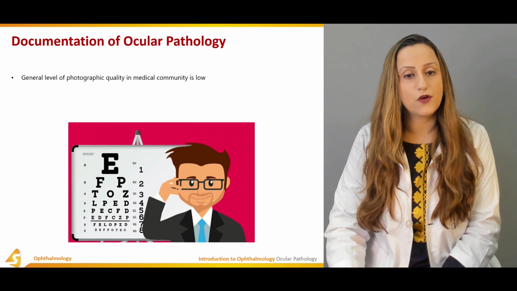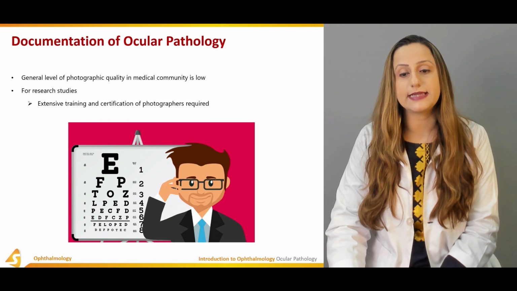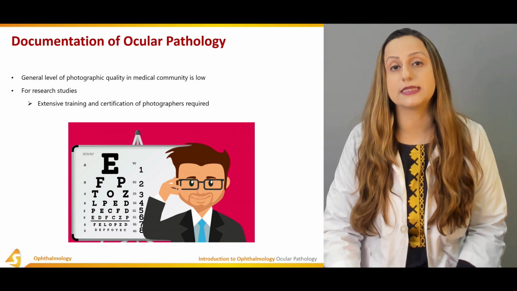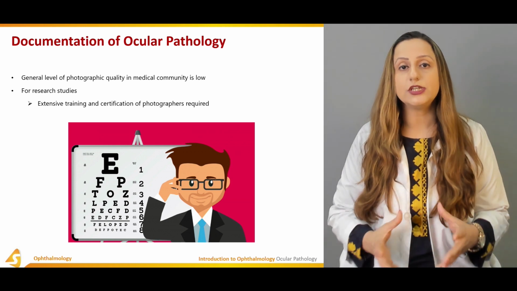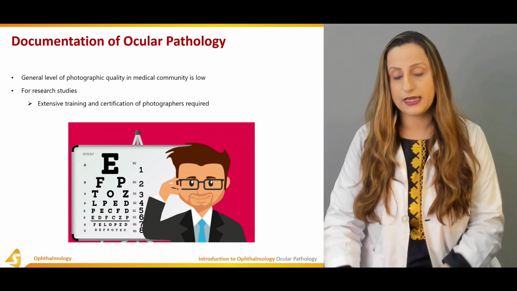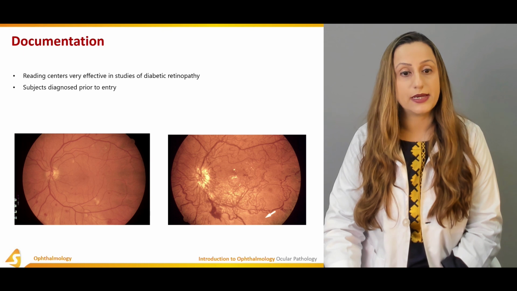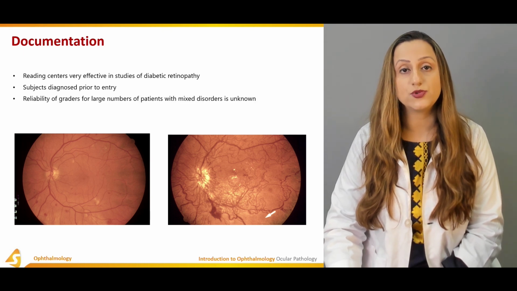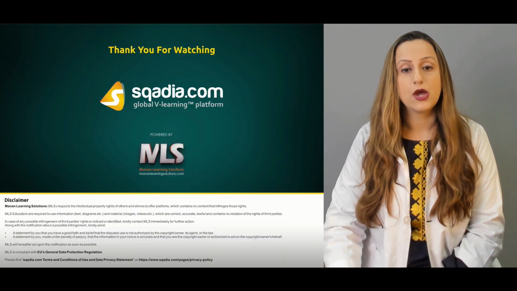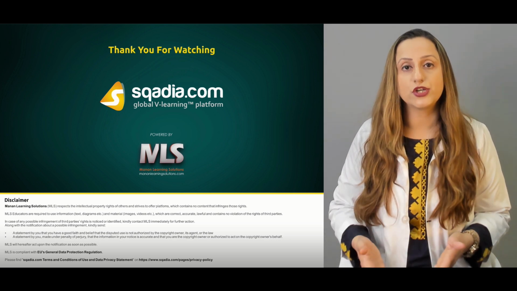The general level of photographic quality is again very important in the medical community. It's very low for the research studies. Extensive training and certification of the photographers is quite important while we are discussing this. Basically, the quality of the picture is again very important when we are photographing a patient. It's again very important to use cameras with high quality. Reading centers are very effective in studies of diabetic retinopathy. Subjects diagnosed prior to the entry, and reliability of graders for the large numbers of patients with mixed disorders is quite unknown over here.